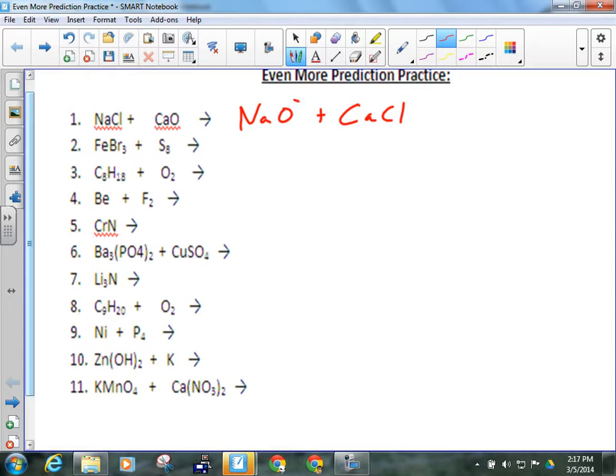So oxygen is a -2, sodium is a +1, so this is Na2O. This is a +2, this is a -1, so we're looking at CaCl2. Now we go back and do what? Balance. Now we balance the reaction. There's 2 chlorines over here, but there's only 1 here, so I put a 2 there. That gives me 2 sodiums. There's 2 sodiums there. Everything else is a 1. Okay, so we're good. Is that ringing a bell?